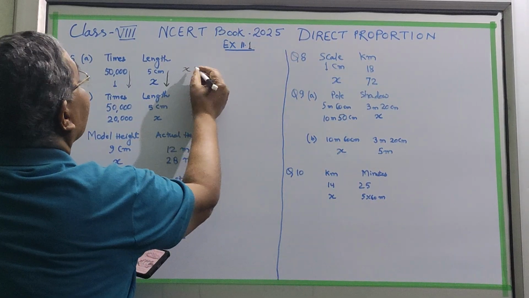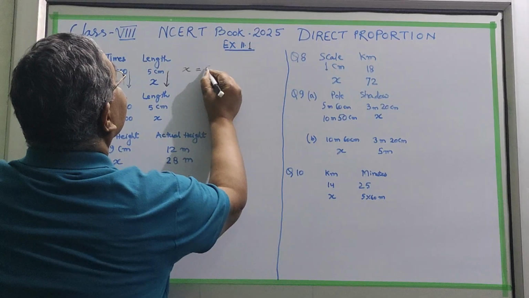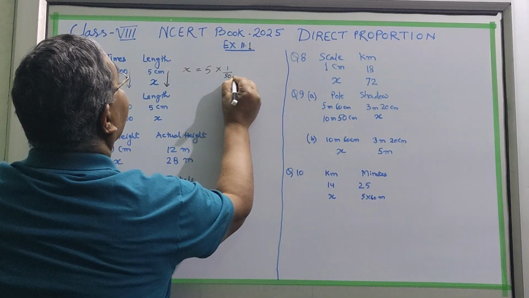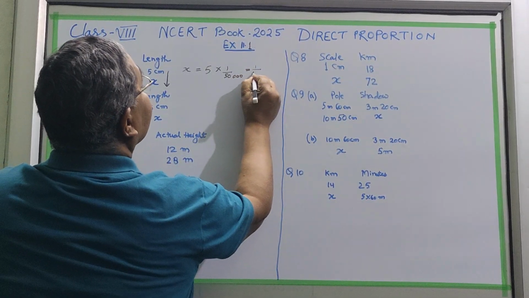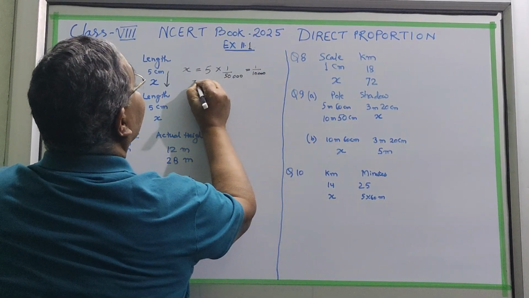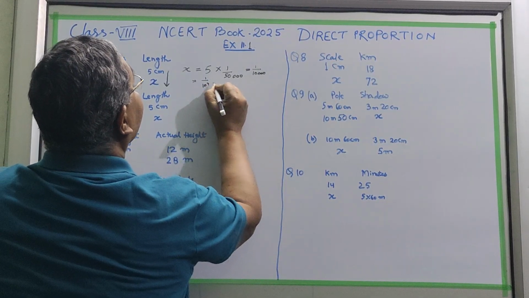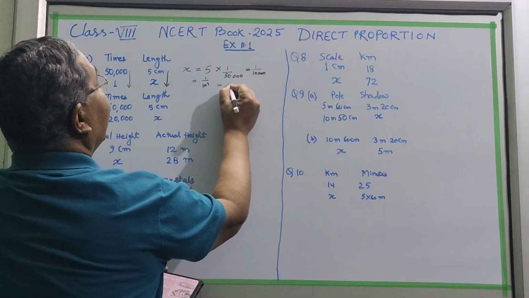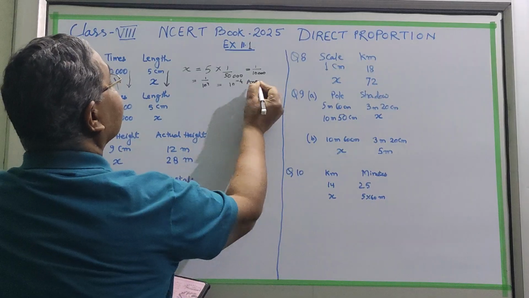So x is equal to what? x equal to 5 into 1 upon 50,000, equal to 1 upon 10,000. Okay, that is equal to 1 upon 10 to the power 4. So when the power is below the line, we can write it as 10 to the power minus 4, and this is your answer.